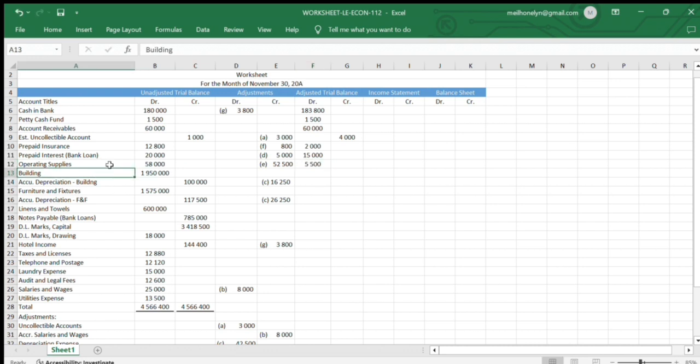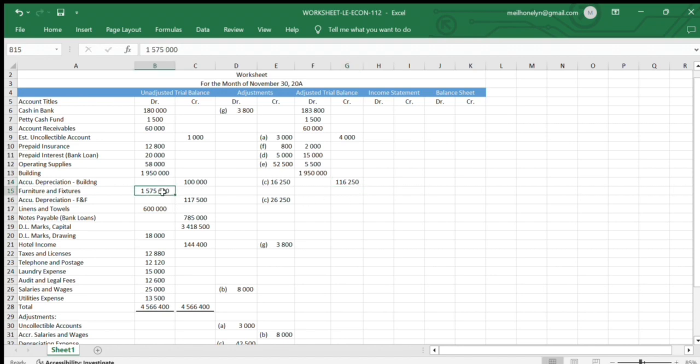Next is the building. Since there are no adjustments that have been made, all we need to do is copy this also on the debit side. Next is the accumulated depreciation building. In this case, since they are both credit, we have to add them together and plot the total amount on the credit side. So 116,250.